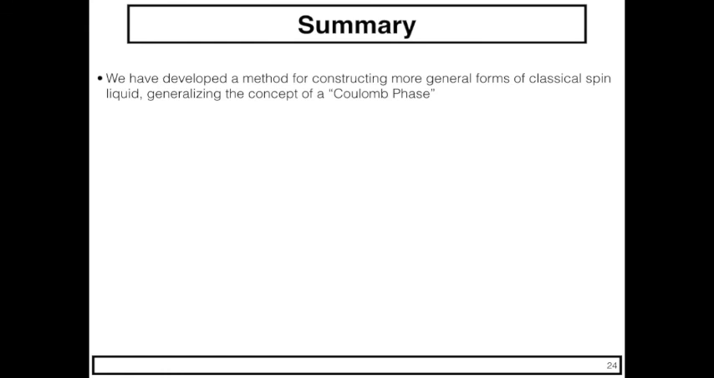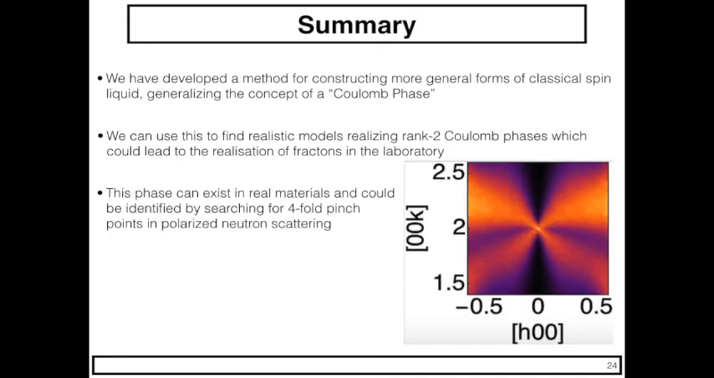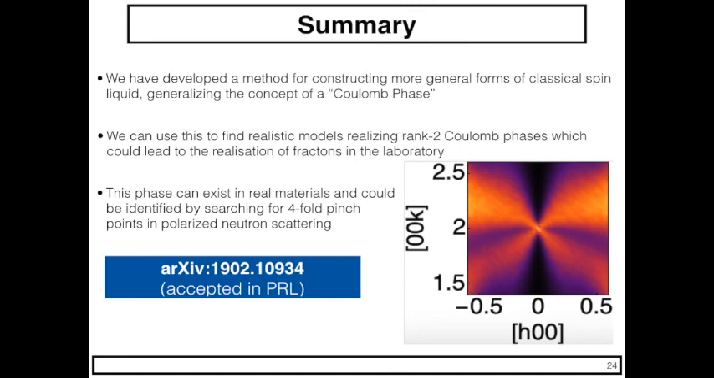And with that, I'll just summarise as I come to the end. We've developed a method for constructing general forms of classical spin liquid, allowing us to examine more exotic spin liquids, including rank-2 Coulomb phases. We can use this method to construct realistic models for rank-2 Coulomb phases, which could lead to the realisation of fractons in the laboratory. And these phases can exist in real materials and can be identified by searching for fourfold pinch points in polarised neutron scattering. And with that, I will thank you very much for listening.